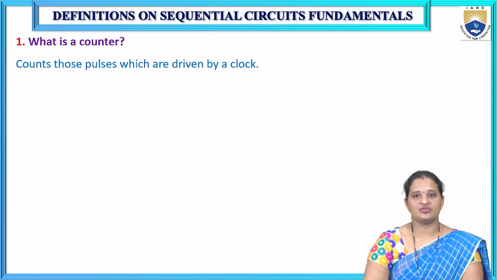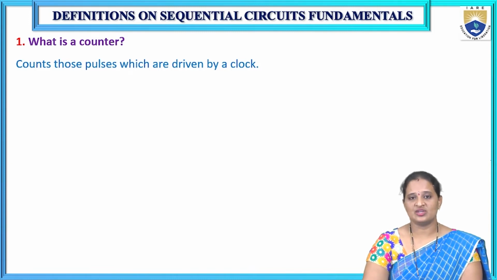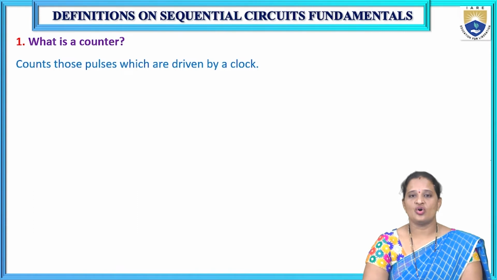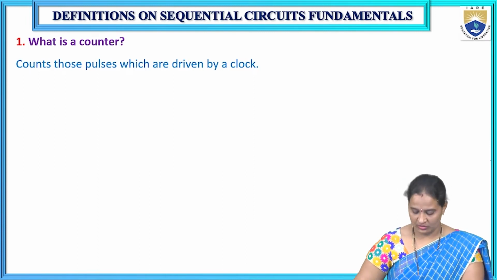So first of all, what is a counter? A counter is a sequential circuit which counts the pulses which are driven by a clock signal. So that means it is a sequential circuit, or else we can also call it a digital circuit, which can count the clock pulses, or else which can count the event, or the number of occurrences of an event. That is known as a counter.